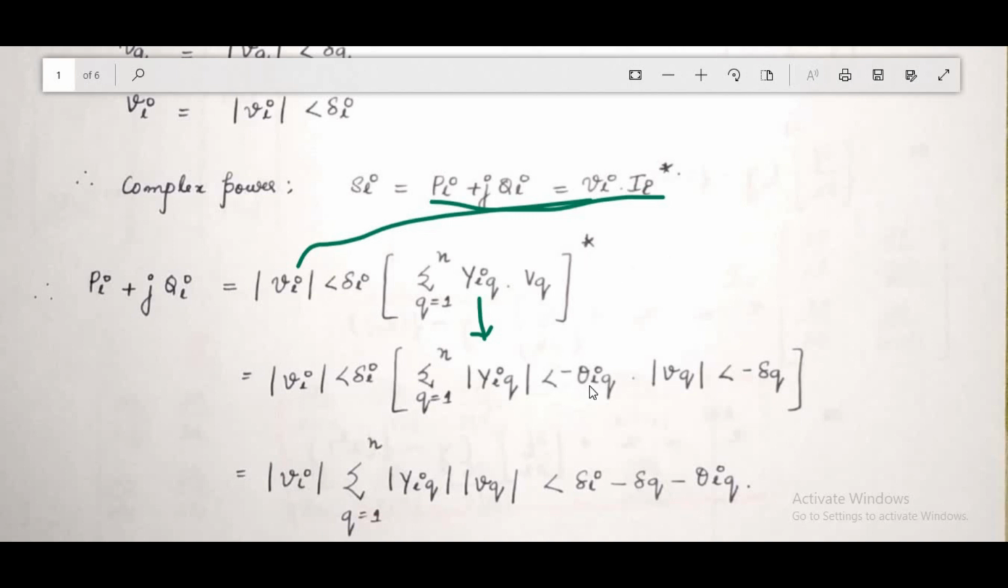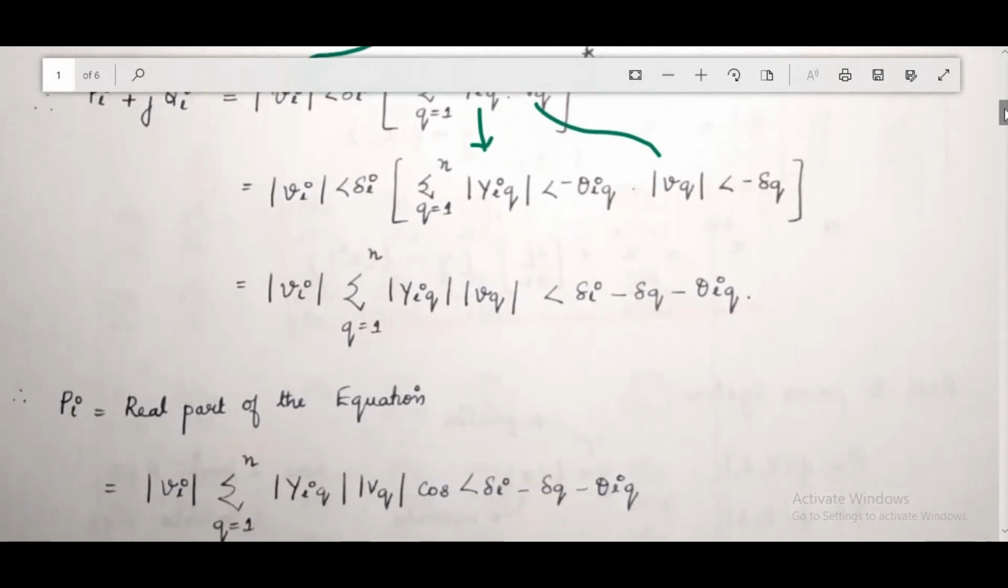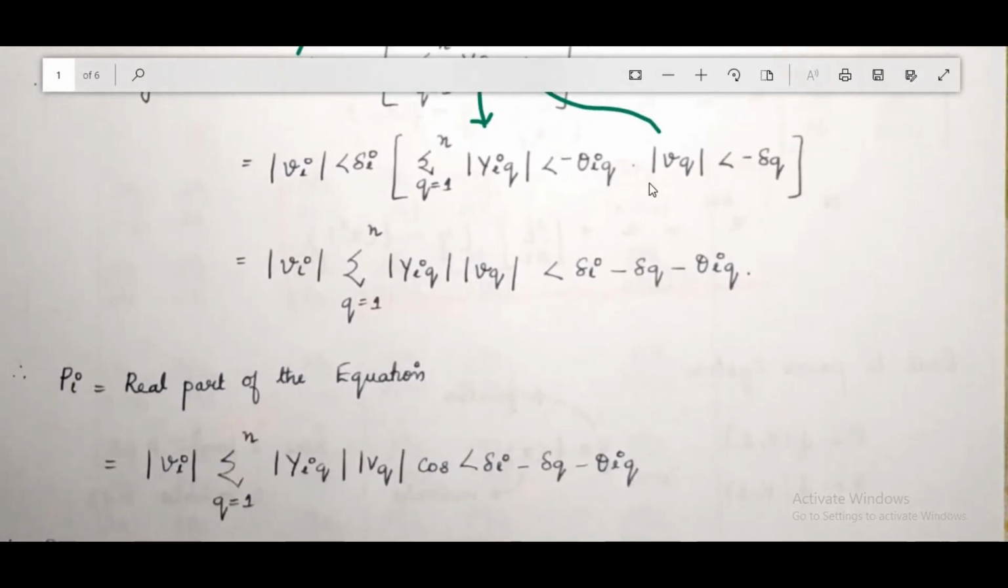So here it becomes minus theta iq, and the voltage of the qth bus can be written as magnitude Vq and its angle. Again its angle is also given a negative sign because of this conjugate. Now clubbing all these angles together, I can write it as magnitude Vi, sigma q equal to 1 to n, this Yiq, then this Vq. Then how many angles here? Delta i is there, theta iq is there, minus delta q is there. Clubbing all together, you can write the angle as delta i minus delta q minus theta iq.